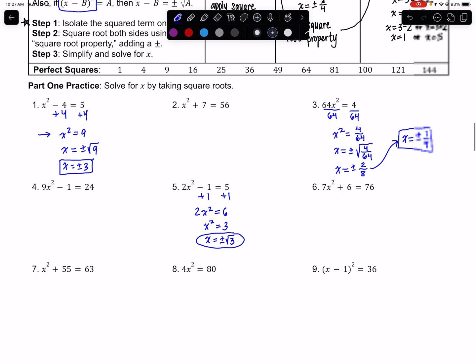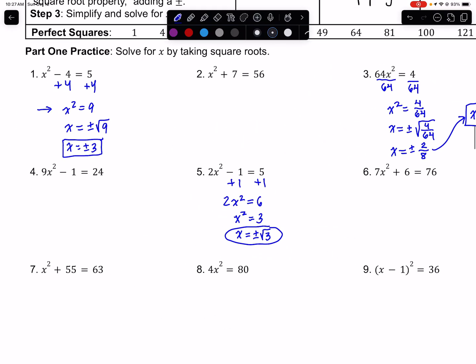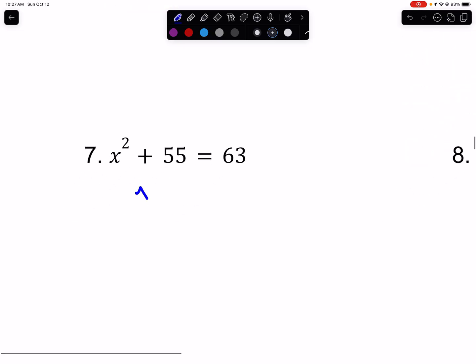So we would stop here. Okay. So here we go, we have this, and this is going to be equal to 8, because 63 minus 55. And then we'll take a square root.